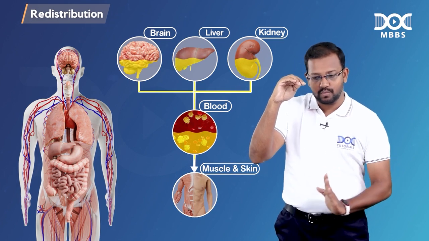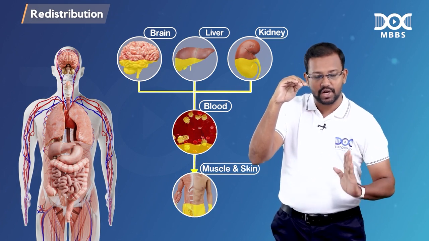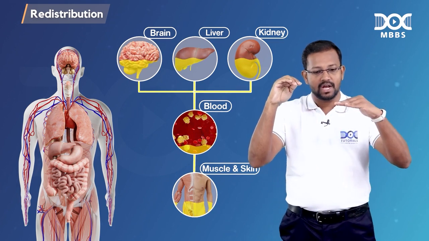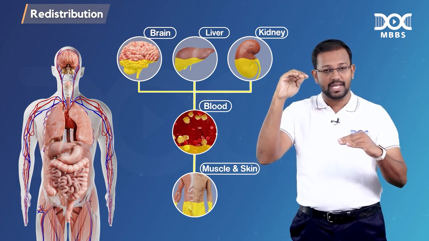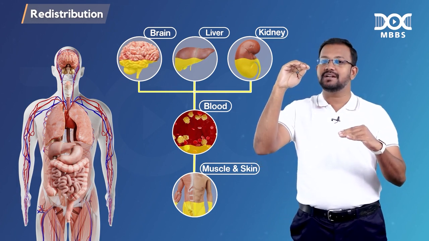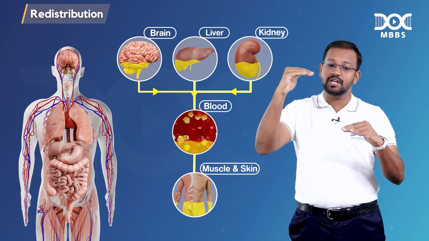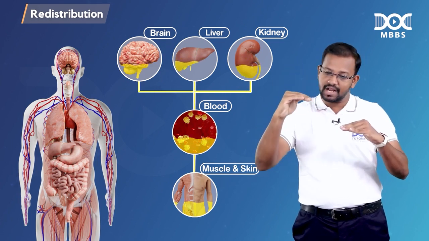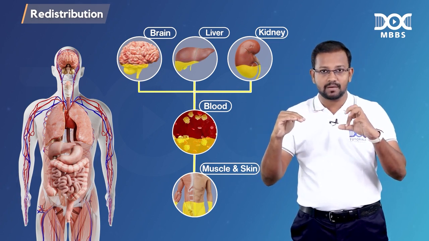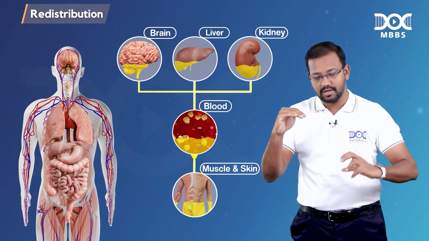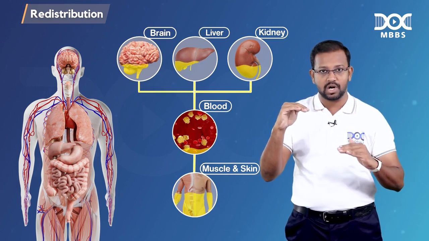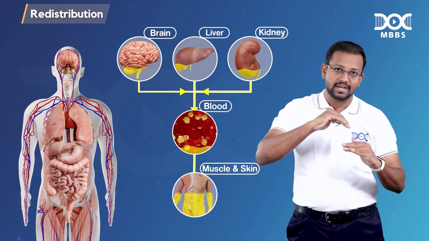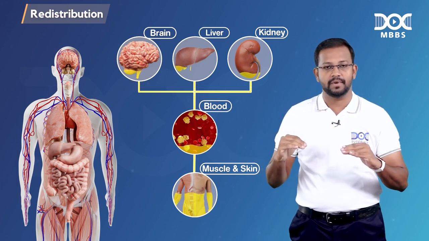As the drug moves into the muscle and skin, the concentration in the plasma again tends to fall down. So, what will happen? The equilibrium is mismatched. The drug from the brain, liver and kidney moves still more into the plasma to maintain the equilibrium. Again, this drug molecule cannot cross the equilibrium, so it moves into the muscles and skin. Again, the concentration in plasma falls down. Again, the drug molecule from the brain, liver and kidney moves into the blood to maintain the equilibrium.